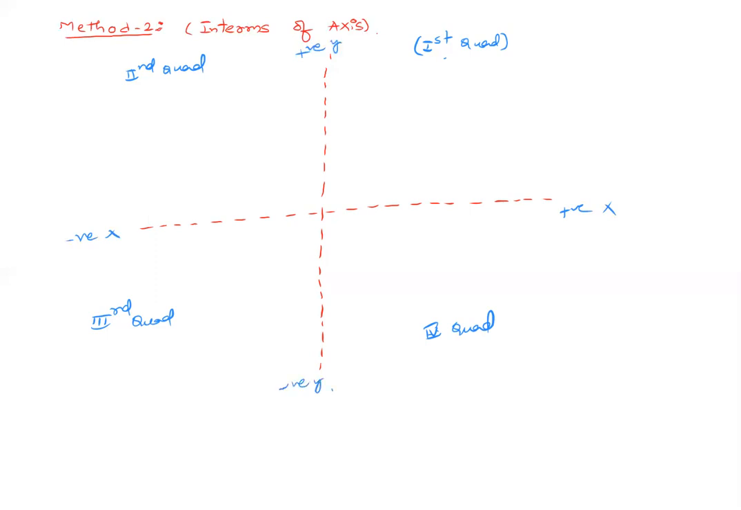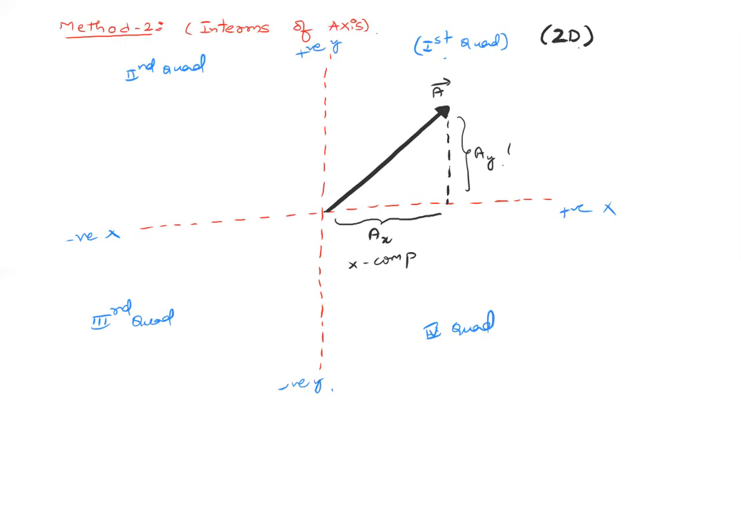Now in method 2, we are doing it for two-dimensional coordinates. If you have a vector like this, then if I do a projection, I call this the x component, and this part is your y component. This ax is called the x component if this is your vector a bar, and ay is your y component.